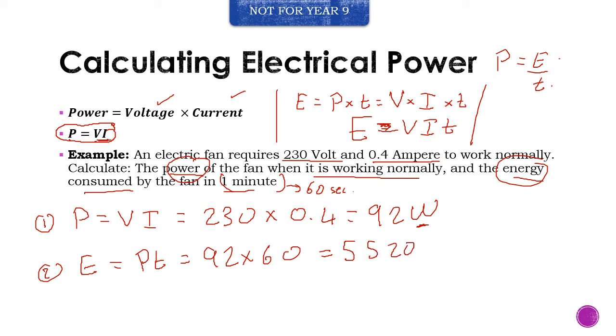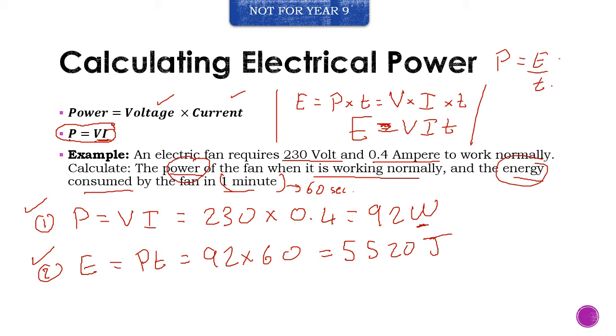5,520 joules. تمام؟ طيب. That's if I want to calculate power and that's if I want to calculate energy. They're both just fine. So one last thing هقولها بس في الباور قبل ما نرجع بقى تاني لبقية السيركتس والسيريز وبارallel وكده.